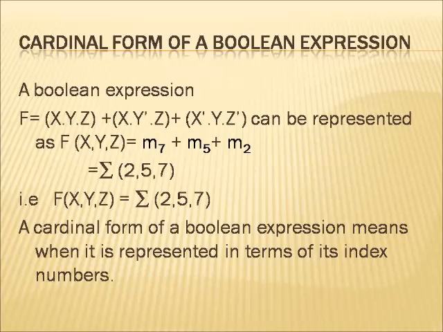Now read the definition for the cardinal form. A cardinal form of a Boolean expression means when it is represented in terms of its index numbers.